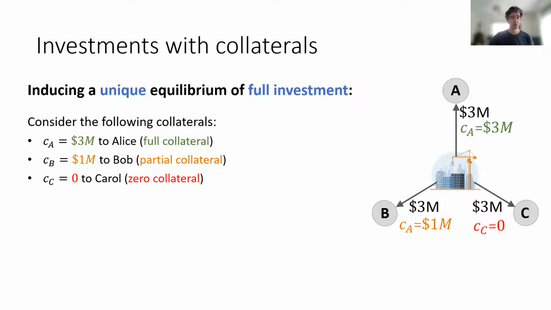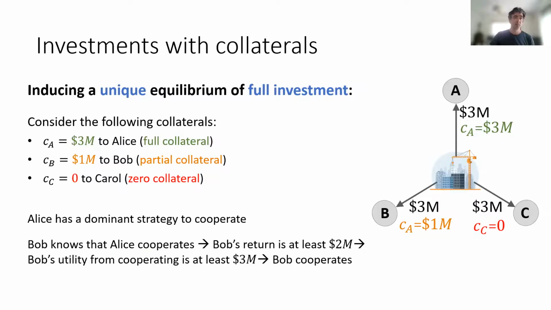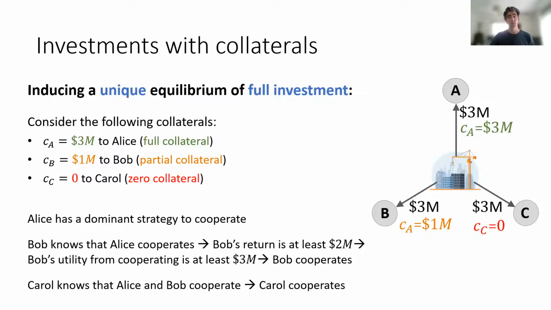So what is going to happen here? Now, Alice has a dominant strategy to cooperate because she gets at least $3 million because she has a full collateral. Now, Bob knows that Alice is going to cooperate, and he knows that in this situation where they both cooperate, his return is going to be at least $2 million. But he also has this $1 million collateral. So the utility for Bob from cooperating is at least $3 million, and he also prefers to cooperate. Now, Carol knows all this. She knows that Alice and Bob are going to cooperate, and so she prefers to cooperate as well, reaching the all cooperate strategy profile.